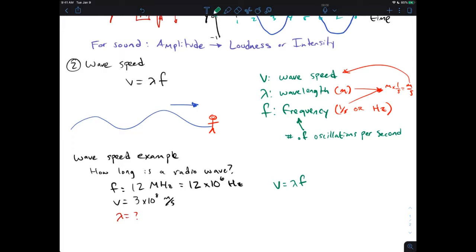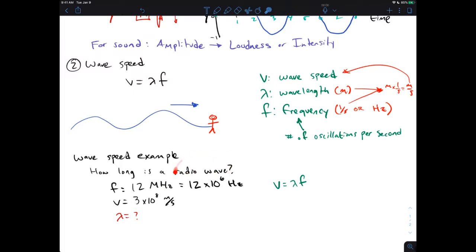Okay, guys, let's go and do this together. Like I said, getting into the end of the course here, the problems are much simpler. These are just some tools for us to describe different kinds of motion. This is wave motion, right? So what we're going to do is solve this. I want to find what my wavelength is. How long is a radio wave?